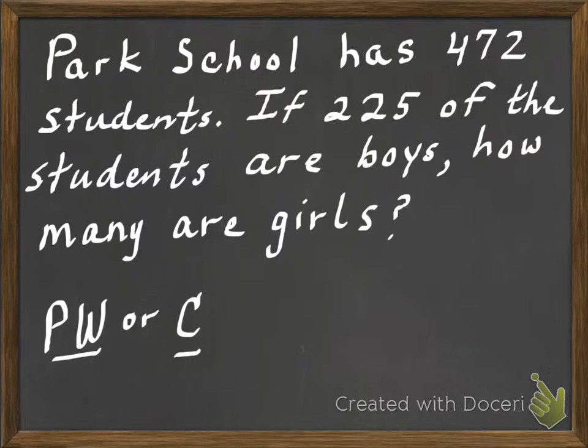Park School has 472 students. If 225 of the students are boys, how many are girls? Pause the video, reread the question, and decide if this is a part-whole or comparison problem. Did you say that it is a part-whole? If you did, I'd like you to pause the video now and set up the problem. Again, don't solve the problem, just make the bar model.